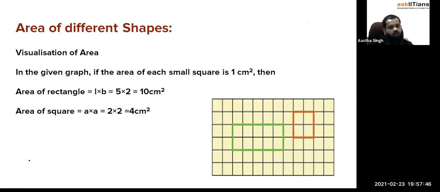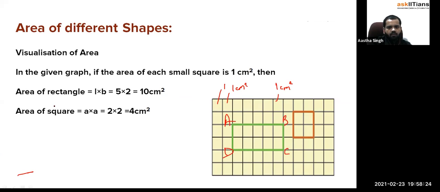Okay. So a question is there for you. Visualization of area. How will you calculate it? Calculate the area, right? In the given graph, it is telling that each small square cell has an area of 1 centimeter square. Each is having area 1 centimeter square. Then what is the area of this rectangle? The question is asking about rectangle A, B, C, and D.